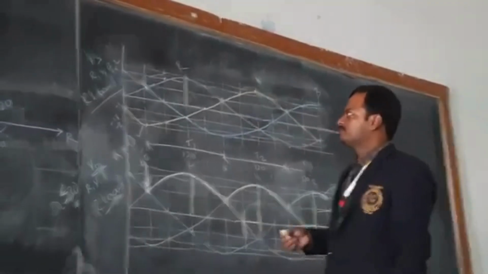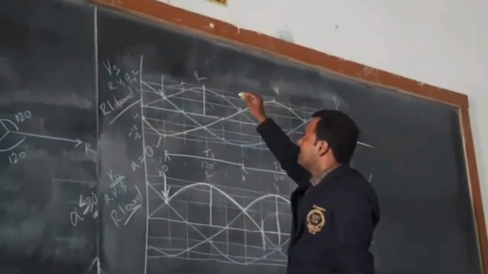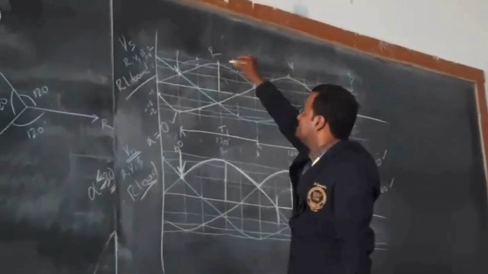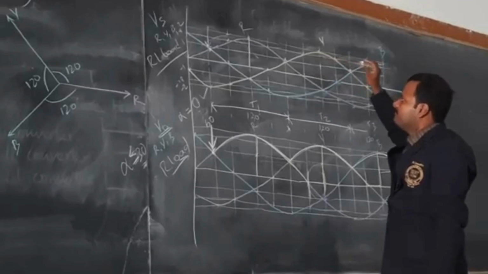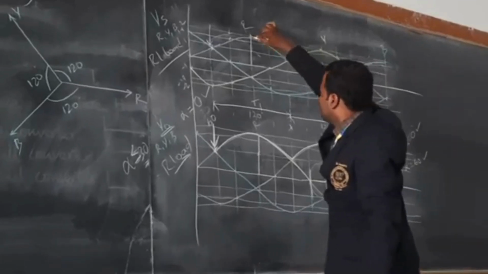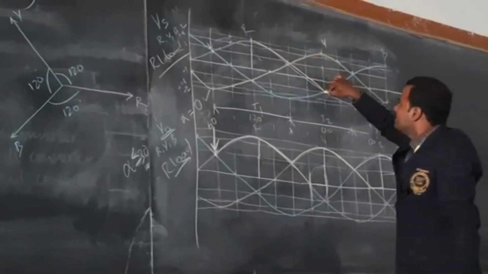We are going to get the pulses to R phase. We are getting output voltage. That is 0, 30, 60, 90 up to 120. From this point here, we are going to get output voltage. We are going to get the output voltage up to here.